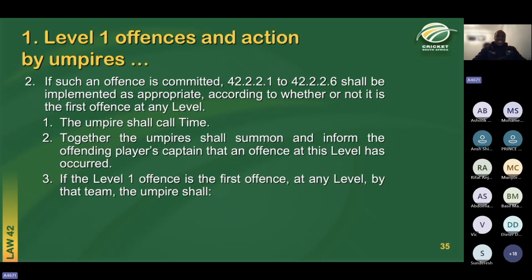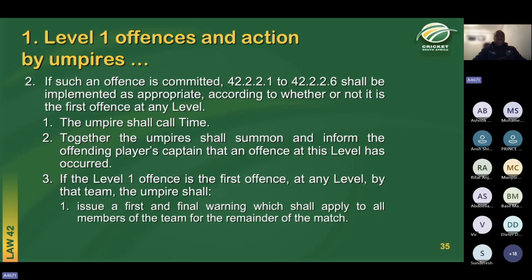If the level 1 offense is the first occurrence at any level by that team, the umpire shall issue a first and final warning which shall apply to all members of the team for the remainder of the match, not just the innings. This is a team warning for the remainder of the match. So if there's been excessive appealing from a particular bowler, that bowler will earn his team a first and final warning. And it applies for all level 1 offenses.